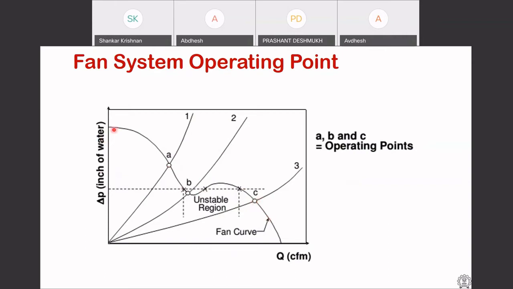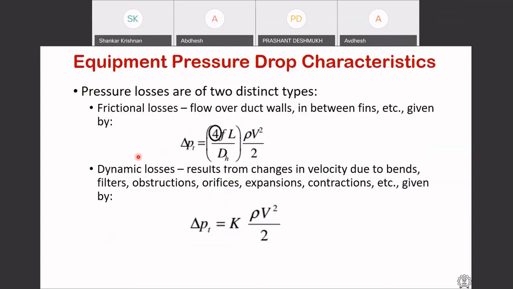But you have to realize that this is for a given RPM, that is revolutions per minute of the fan. If I change that RPM, if I increase it, the curve will shift up. If I decrease it, it will shift down. It won't change the shape of the curve, but the curves will be similar, except that they will be shifted up or down depending on the revolutions per minute, as per fan laws.